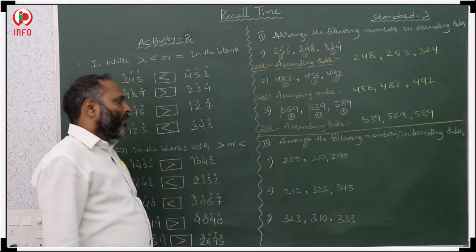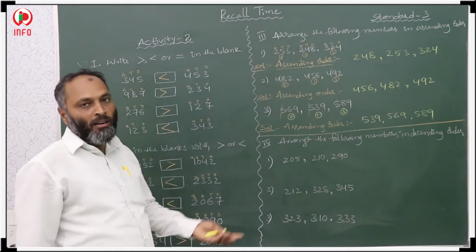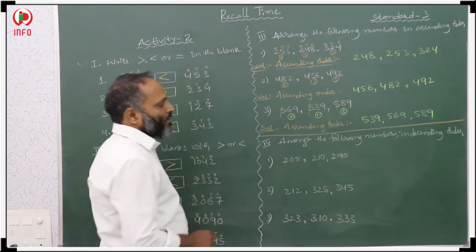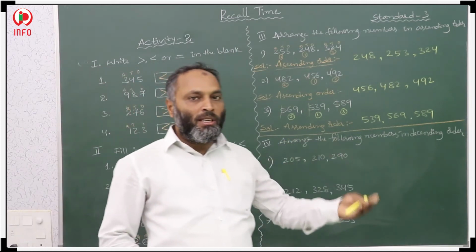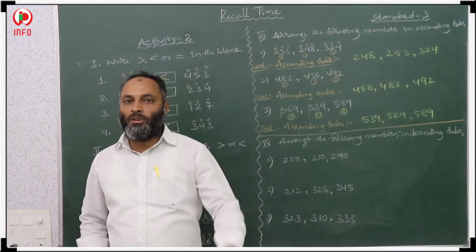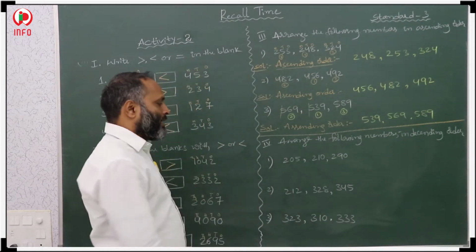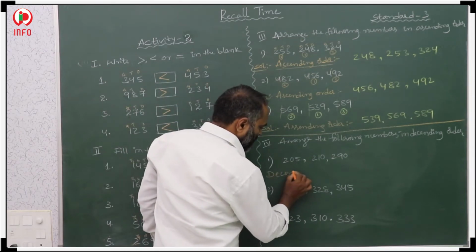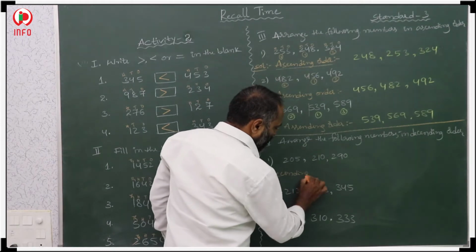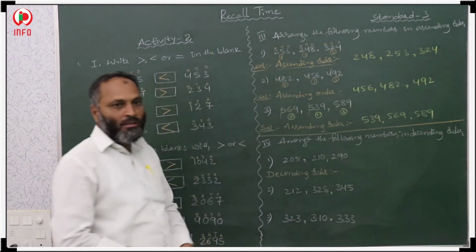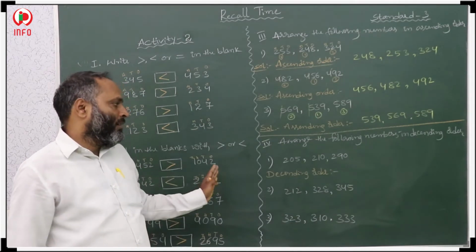Now the next part, the fourth, is descending order, that is vice versa. Descending order means decreasing order. First we have to take the bigger one, then a little bit smaller, and the smallest value at the last. First we have to take the bigger value. Again in this also we have to check from left to right.